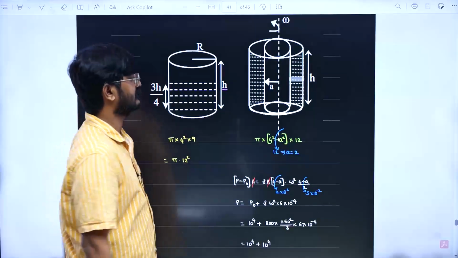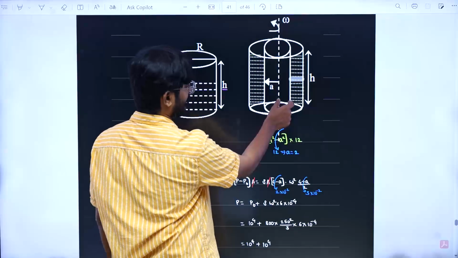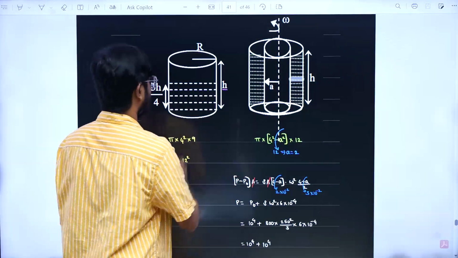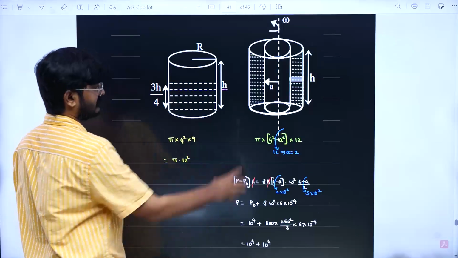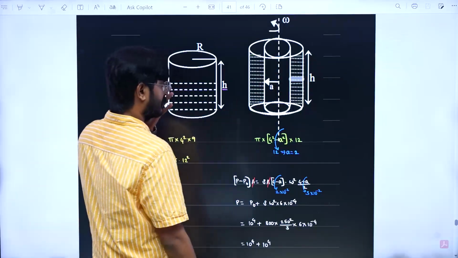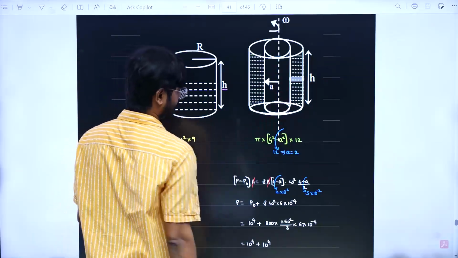Once you understand this, you can see there is a gap here. You can find that radius by volume conservation. Initial volume of the soft ring equals final volume of the soft ring. When you use that, you will get this gap radius is 2.